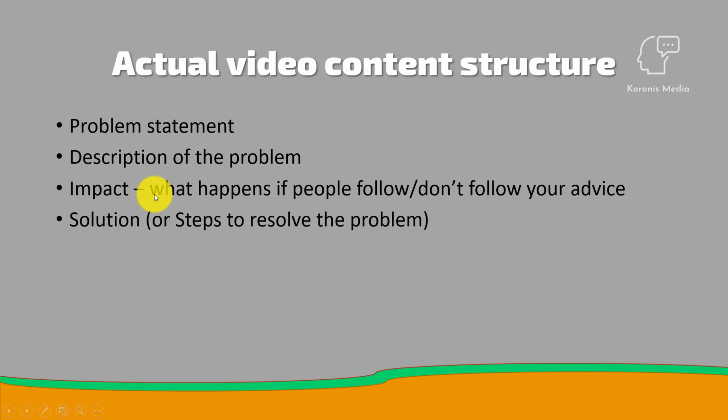Impact is when you say, look, if it's not resolved, there will be such and such an issue, or if it is resolved, we will have this problem gone for years, for example. And then solution is actual steps to resolve the problem. So you can say, so guys, now I have prepared for you 5 steps. This is how you do it. 1, do this. 2, do this. 3, do this, and so on. Now let's look at few structures.